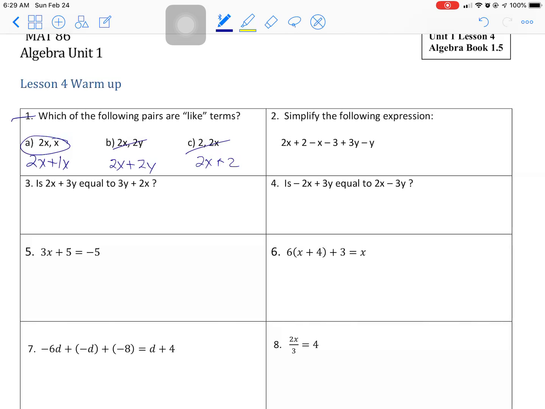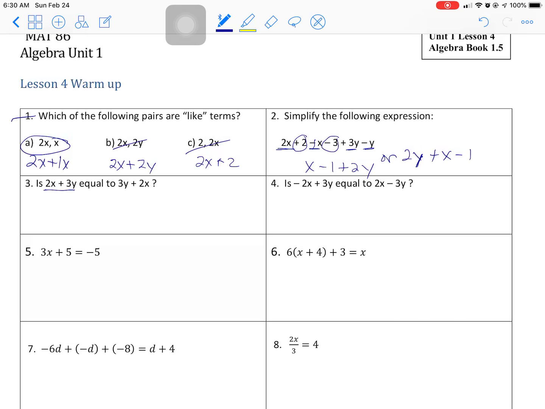All right, simplify the following expression. So we have 2x and a negative x. That's it for the x's. So 2x minus 1x is x, and then plus 2 minus 3 is a negative 1, and then 3y's minus 1y is 2y's. So order is unimportant. You could put 2y plus x minus 1, as long as the one term is negative. However, whatever order you want.